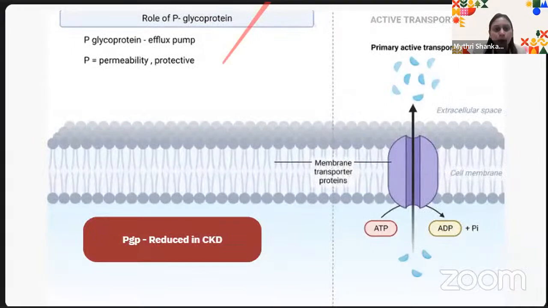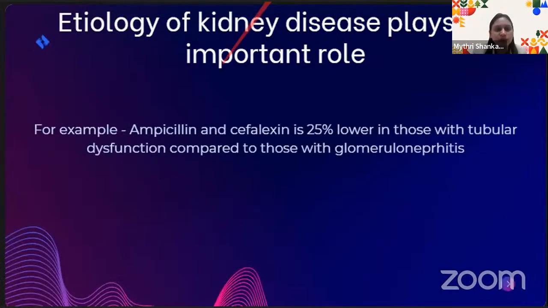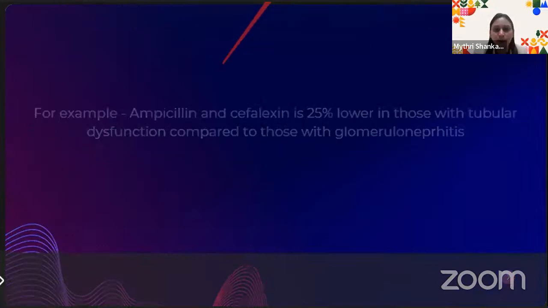This is again P-glycoprotein, which is reduced in chronic kidney disease patients. Also, the etiology of kidney disease plays an important role. For example, if you look at ampicillin and cephalexin, it is 25% lower in those with tubular dysfunction compared to those with glomerulonephritis for the same amount of GFR.